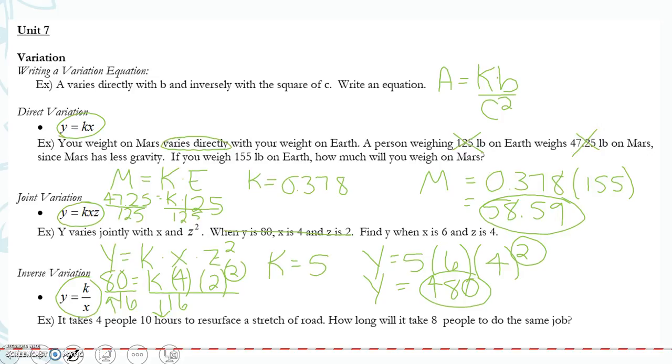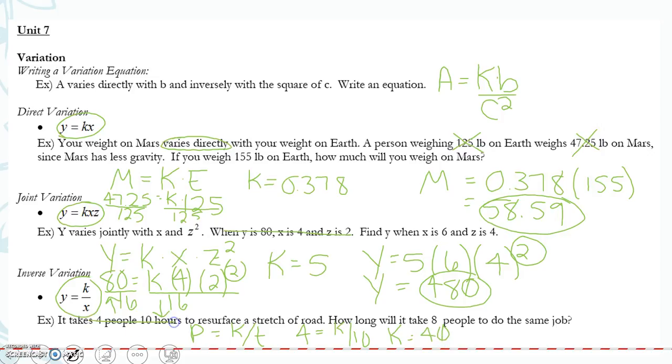So the first thing mentioned is people, so I'm going to use P for people equals, we know it's inverse, so it's going to be K divided by, and the second thing mentioned is time, so I'm going to use T for time. So I fill in 4 for the people, 10 for the time. To get k this time, I'm going to multiply by 10 on both sides, so k is going to be 40.